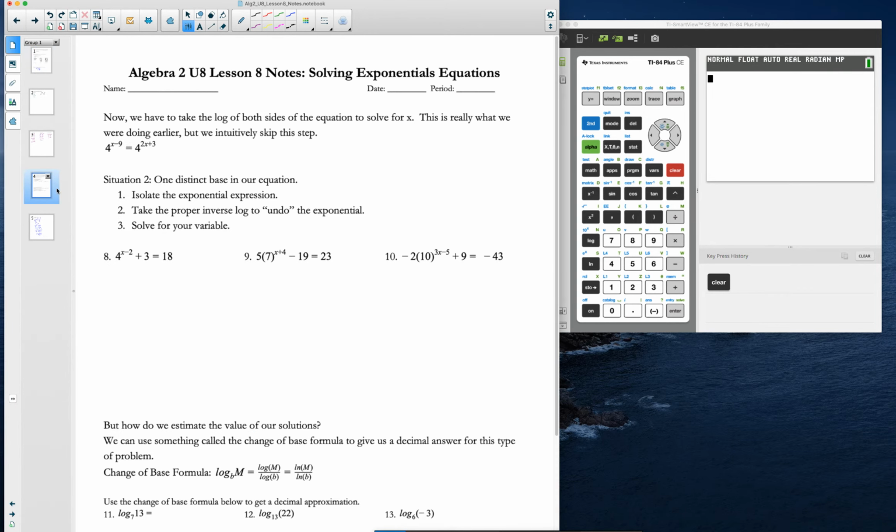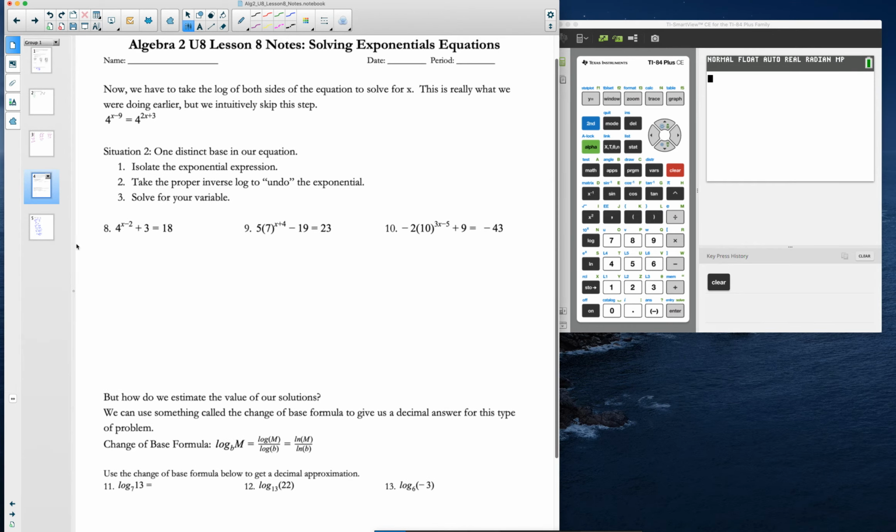So let's look at a couple of situations together. I'm going to look at number 8 here. Notice that we have an exponential here on the left, but it's not isolated. So the first thing we want to do is isolate that exponential expression and then see if the opposite side can be written in terms of that base. If it cannot be, then that's when we do the inverse log and then we solve for our variable.